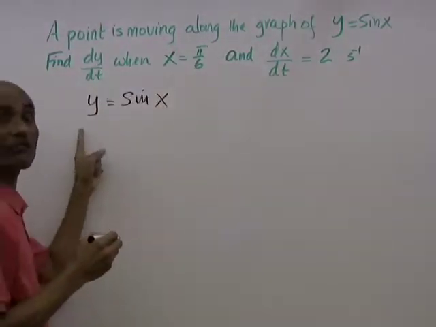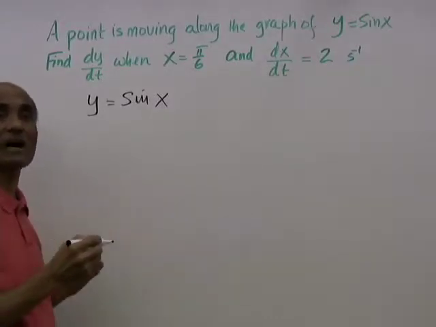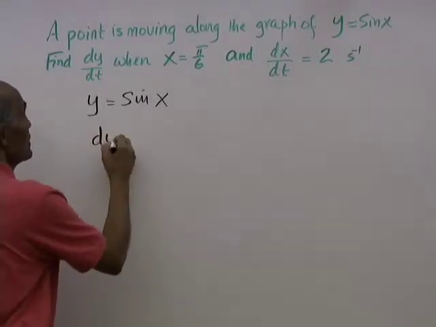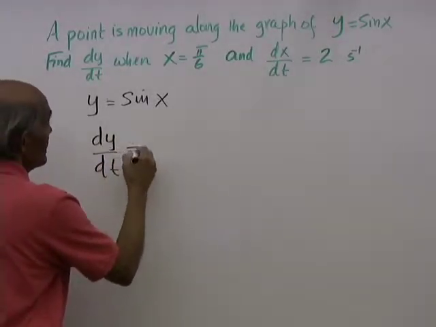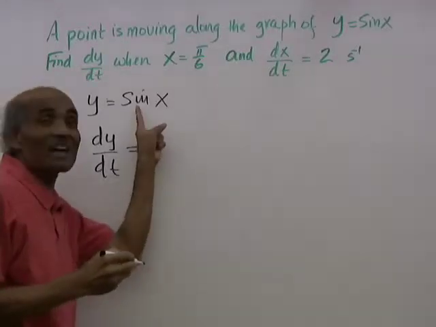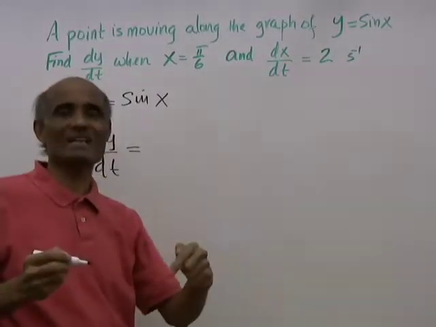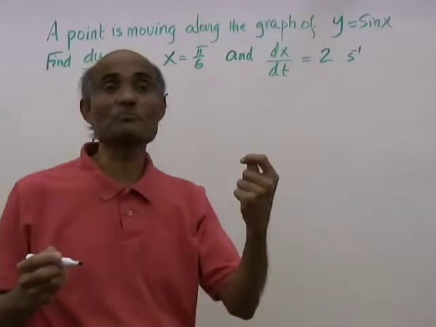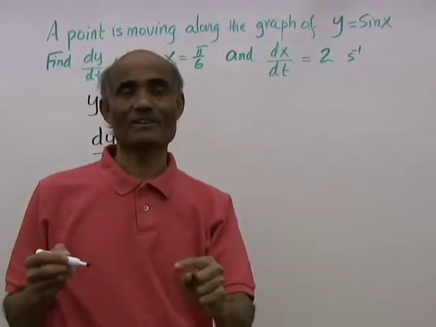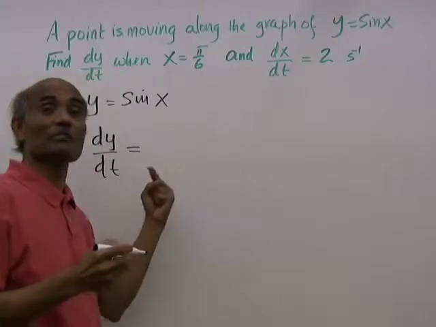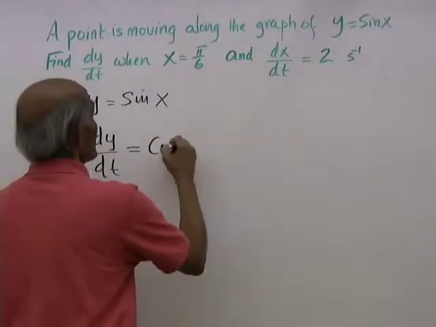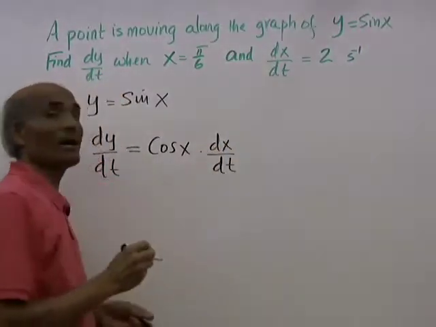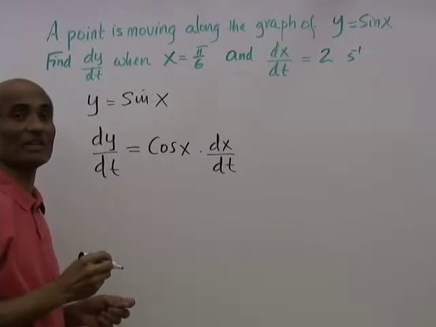Find the derivative of each term with respect to t, the time. What is the derivative of y with respect to t? It is dy by dt equal to, what is the derivative of sine x with respect to t? Don't confuse again. The derivative of sine x with respect to x is cos x. The derivative of sine x with respect to t will be cos x times the derivative of x with respect to time, cos x dx by dt.